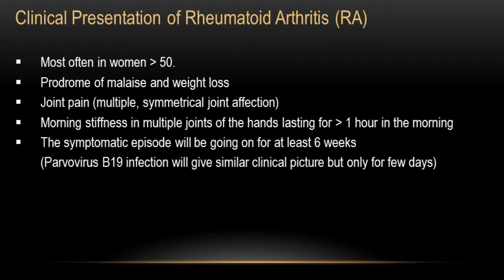Notice, there is a viral infection caused by parvovirus B19 that will give a similar clinical picture to rheumatoid arthritis. But in this viral arthritis, the symptoms last only a few days. But for the arthritis of rheumatoid arthritis, the symptoms will last for at least 6 weeks. This is how to differentiate between rheumatoid arthritis and parvovirus B19 infection.